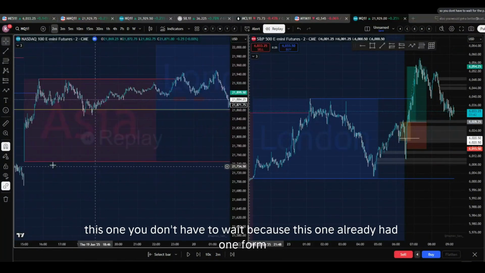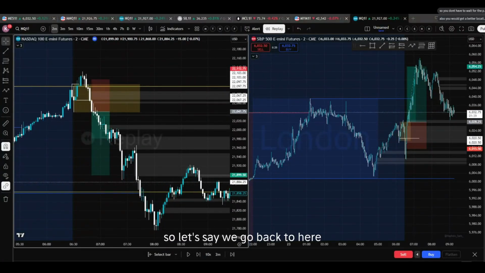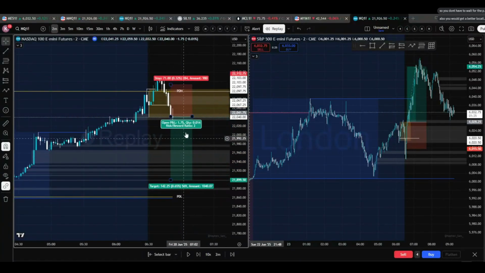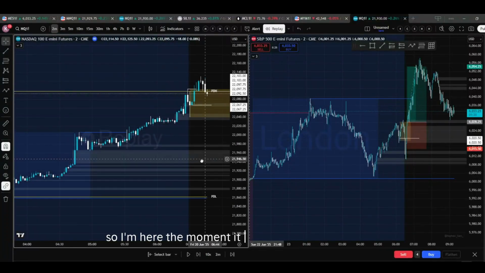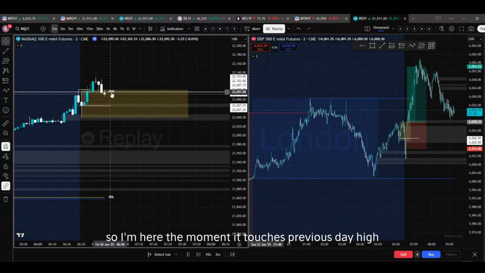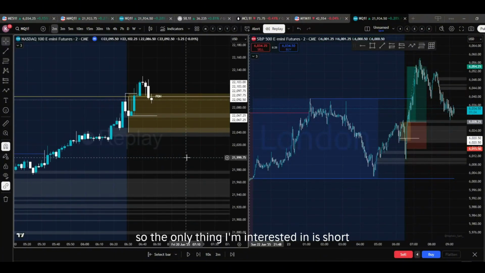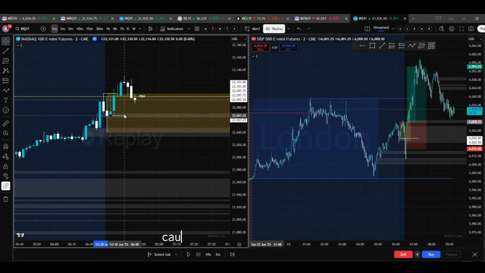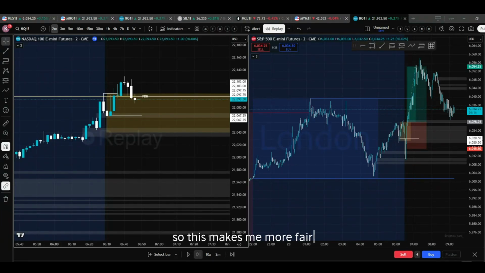This one you don't have to wait because this one already had one formed. So let's say we go back to here. Let's go back to here actually. So I'm here. The moment it touches previous day high, I'm no longer interested in long. So the only thing I'm interested in is short. So I'll keep watching. Mark this here because right here, once we close below here, there's a change in state of delivery. So this makes me more bearish.